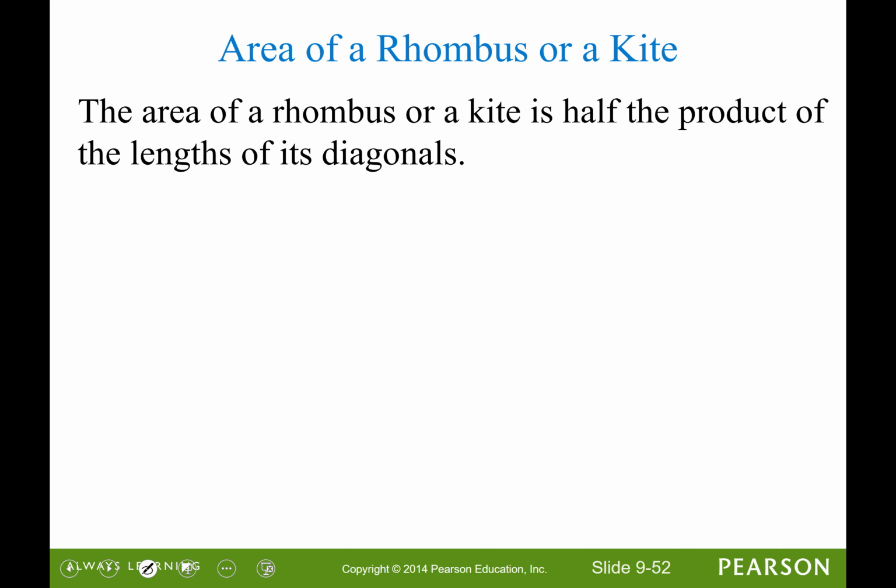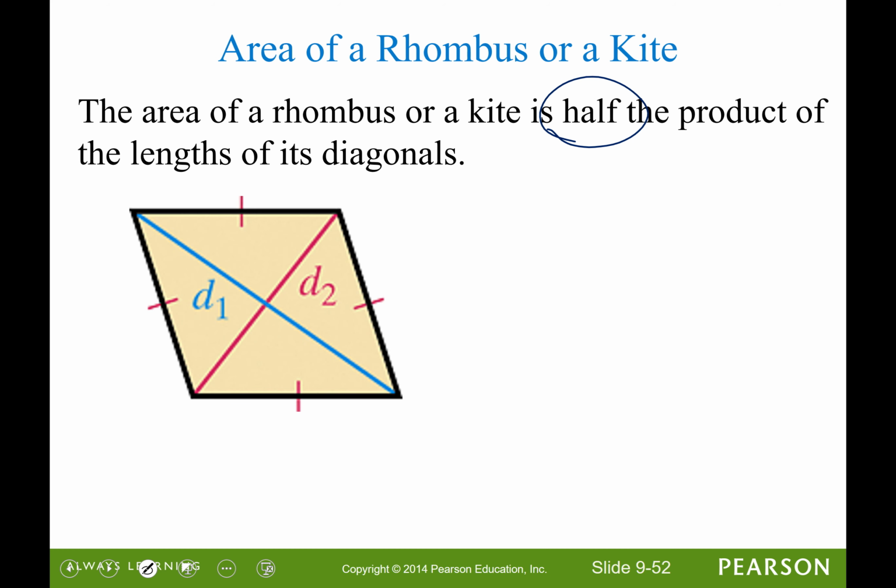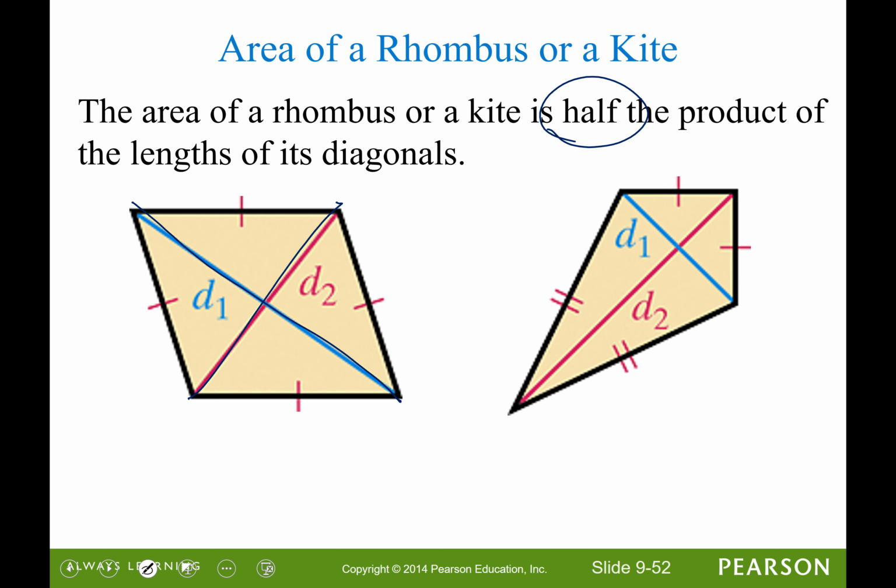All right, the area of a rhombus or a kite. The area of a rhombus or a kite is half, so we're going to have either multiplied by half or divide by 2 again, the product of the lengths of their diagonals. Let's see that in a figure. This right here is a rhombus. If you can find this length and this length, you just multiply them together, but then divide by 2, and you'll have the area of that rhombus.